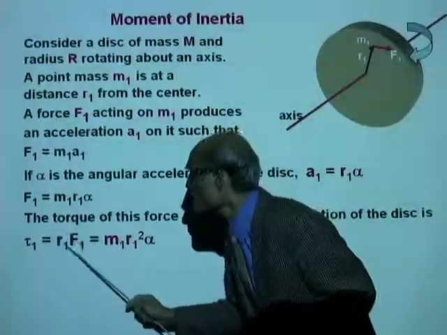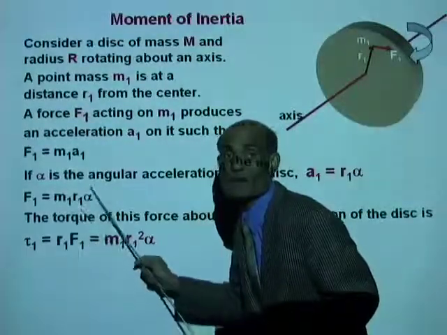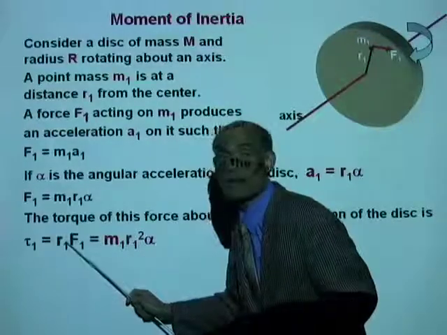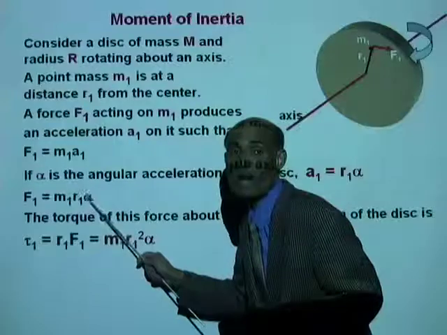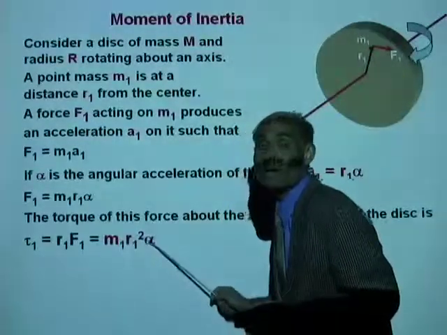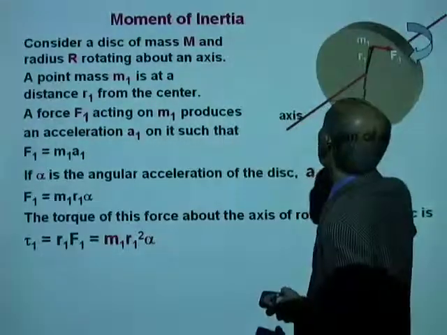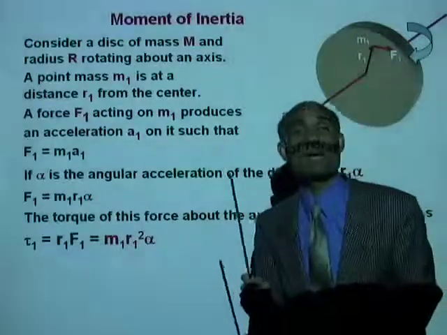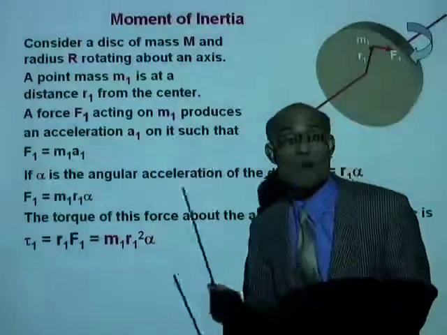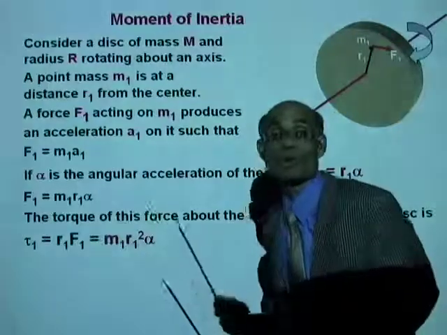And replace this F1 by this quantity. F1 is m1 r1 alpha. So that will be r1 times m1 r1 alpha, and that will be m1 r1 squared alpha. This is the torque on this minute particle of mass m1. That means if you now take any other particle on that rotating disk, there will be a similar torque on that particle.